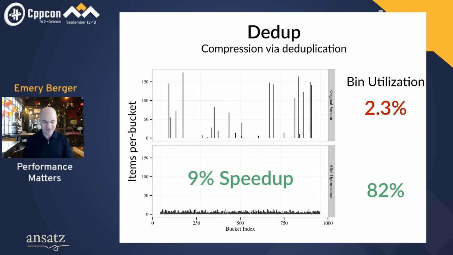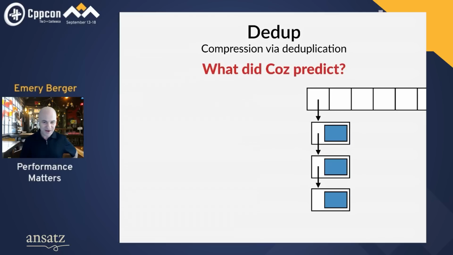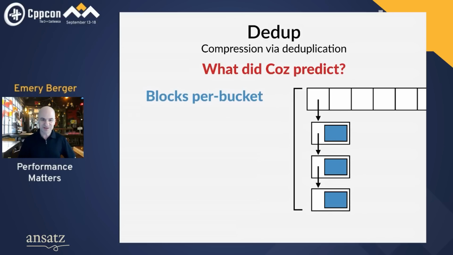This led to a 9% overall speed up, which is not nothing, but it's definitely a big bang for one character of change. And so it turns out we can actually see what Coz predicted and how closely its prediction cued to the result. So the blocks per bucket determines the number of iterations to go through this list, obviously. And on average before, it was 76.7. Afterwards, it was 2.09. So that's a big improvement, right?